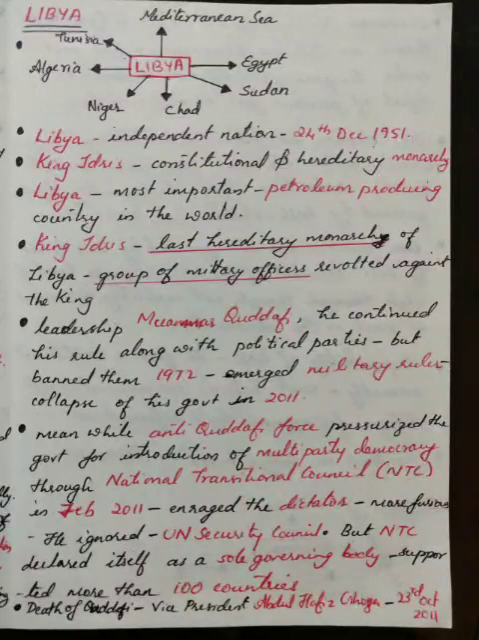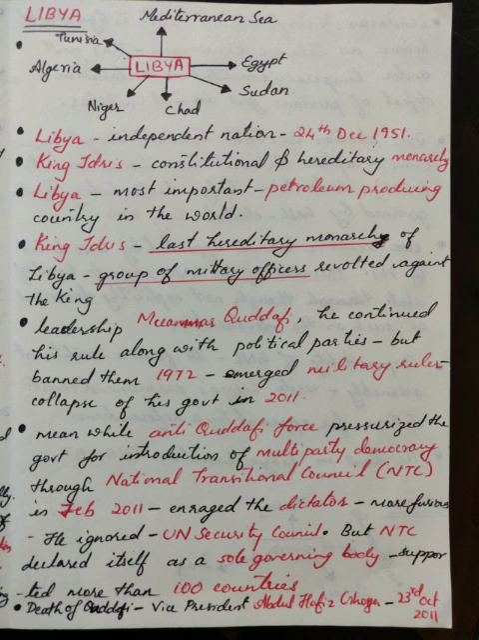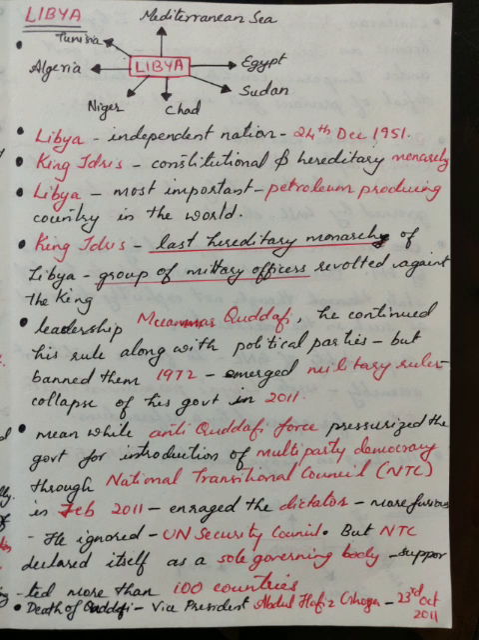The rise of democratic movement in Libya. Libya is an Arab state on the Mediterranean coast of North Africa, with Egypt and Sudan in the east, Niger and Chad in the south, Algeria and Tunisia in the west. Libya became an independent nation on 24 December 1951. King Idris headed a constitutional and hereditary democratic monarchy. Libya is the most important petroleum producing country in the world.